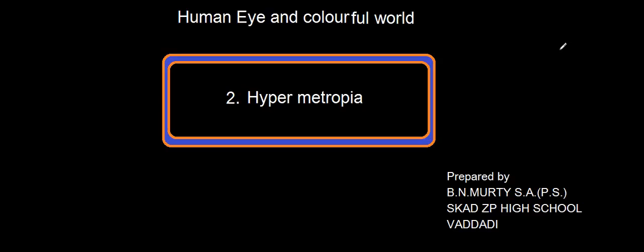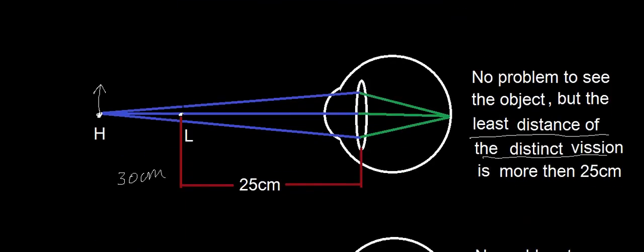The person who is suffering from this type of disease can see all the objects which are kept at infinite distance, but the problem is he cannot see the nearby objects. Actually, a healthy eye can see all the objects which are kept at 25 centimeters from the eye lens. This is the least distance of distinct vision. For the healthy eye, it is 25 centimeters.